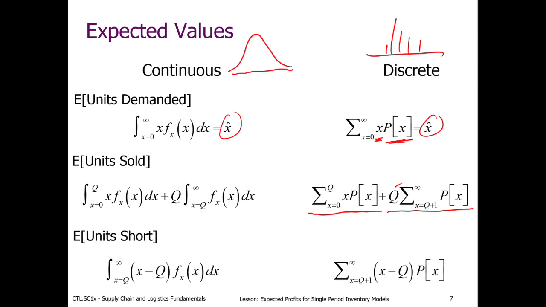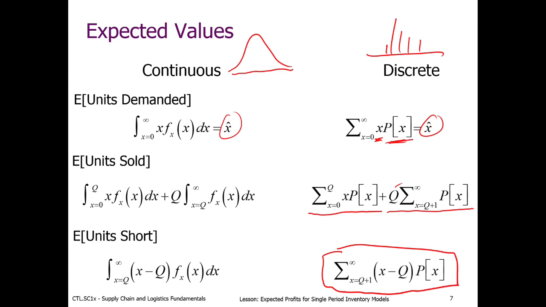The last case, though, is what we're going to focus on in this lesson, in this short video. That's the expected units short. So for the discrete case, let's take a look at it. It's going to be a summation from x just greater than my order quantity up to infinity of x minus q, so it's the amount above my order quantity, times the probability that that value of x occurs. And I've got the same form over here for the continuous case.